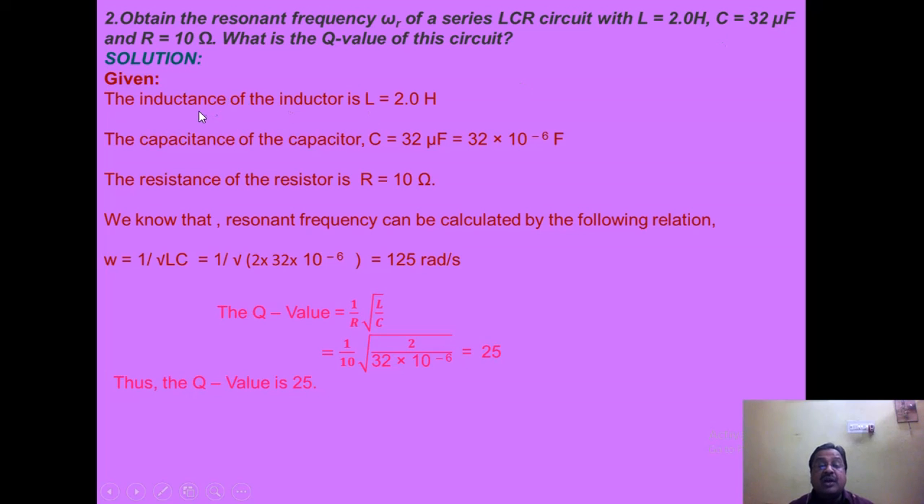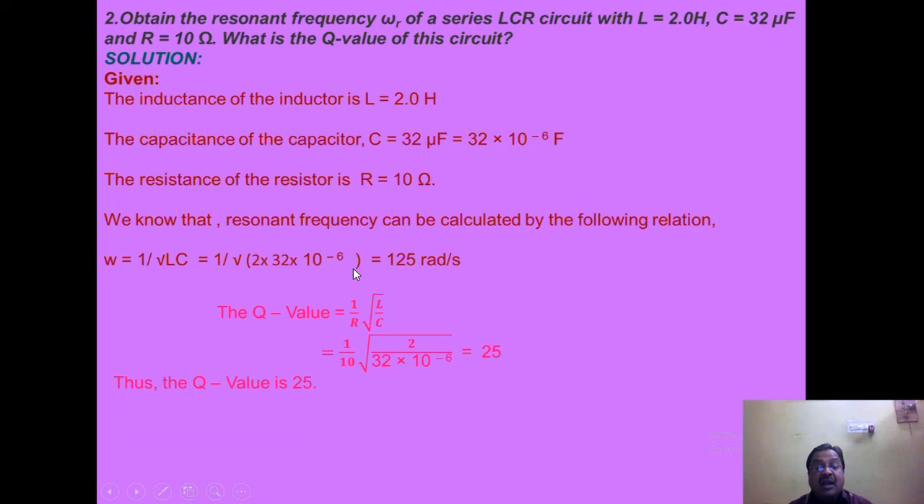So what are the given values here? The inductance L equals 2 henry. The capacitance of the capacitor is 32 microfarad, meaning 32 into 10 to the power minus 6 farad, and the resistance is 10 ohm. Now at resonance, the frequency is given by omega equals 1 divided by the square root of LC. Here it has been written as omega. Same thing, whether it is omega or omega R, it does not matter. Now substitute for L and for C: L is 2, C is 32 into 10 to the power minus 6.